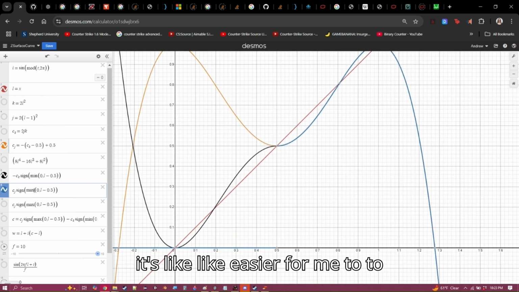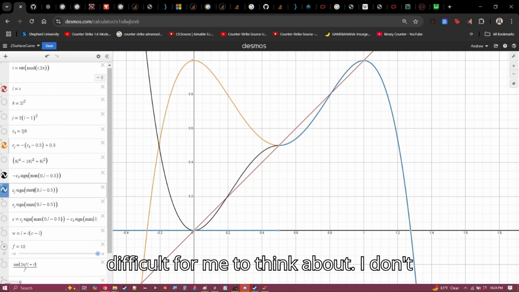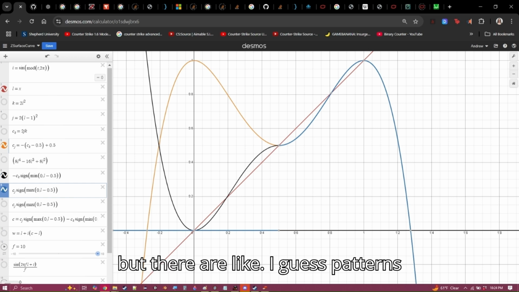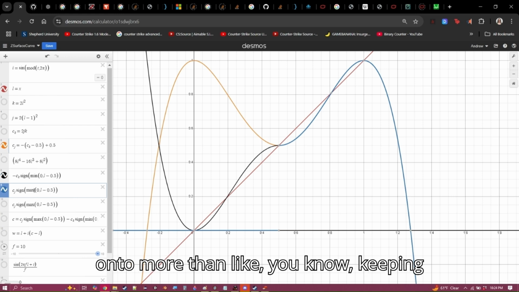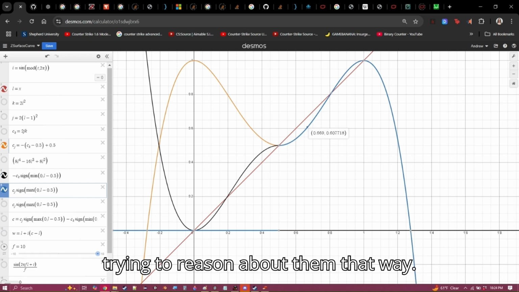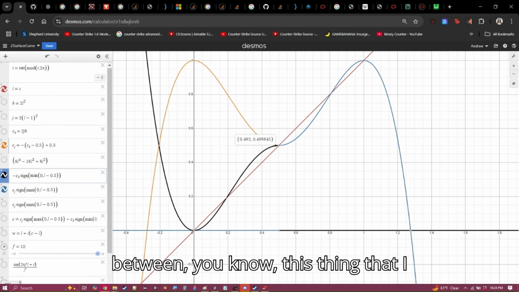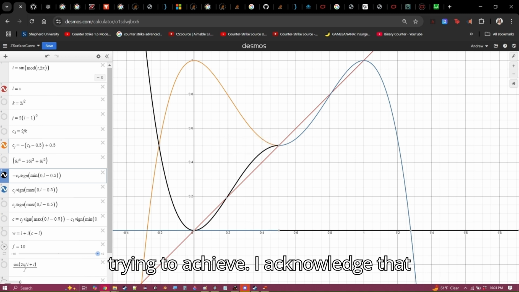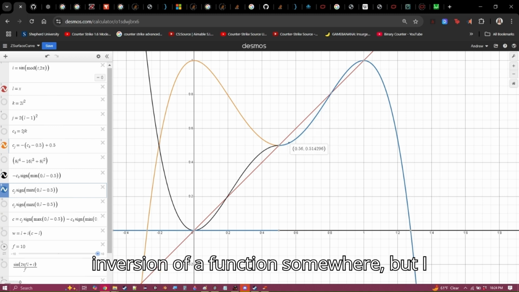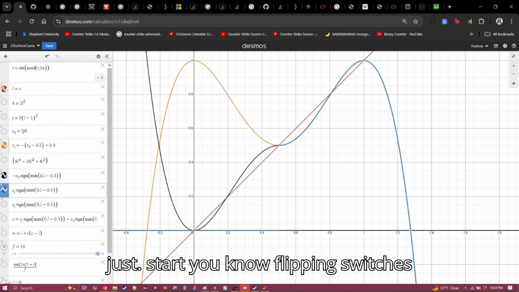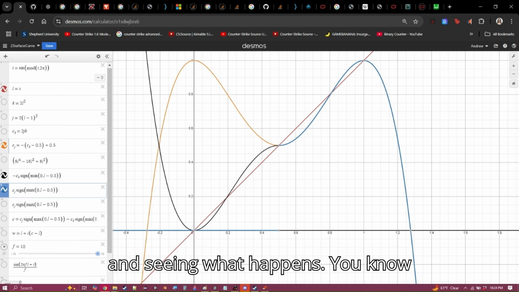There are certain things that are easier for me to think about, and then there are some things that for some reason are difficult for me to think about. It's kind of weird, but there are patterns, I guess, that your brain can easily latch onto, more than keeping more than a few numbers in your head and trying to reason about them that way. There are situations where you can go, okay, I recognize that there's a symmetry here between this thing that I already have and this thing that I'm trying to achieve. I acknowledge that there's got to be some kind of sign change somewhere, or some kind of inversion of a function somewhere, but I don't know exactly where. And if you get to that point, it doesn't hurt to just start flipping switches and turning dials and seeing what happens.